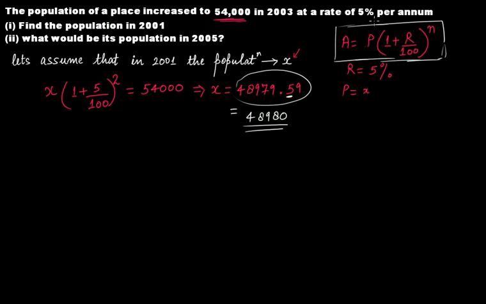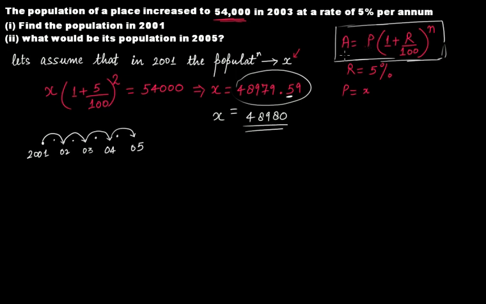So if we take the same rate, 5% per annum, now it is asking for 2005. So 2001, 2, 3, 4 and 5. So how many periods? 1, 2, 3 and 4 periods, that is 4 years. So now here you know this value of X, which is equal to 48,980.